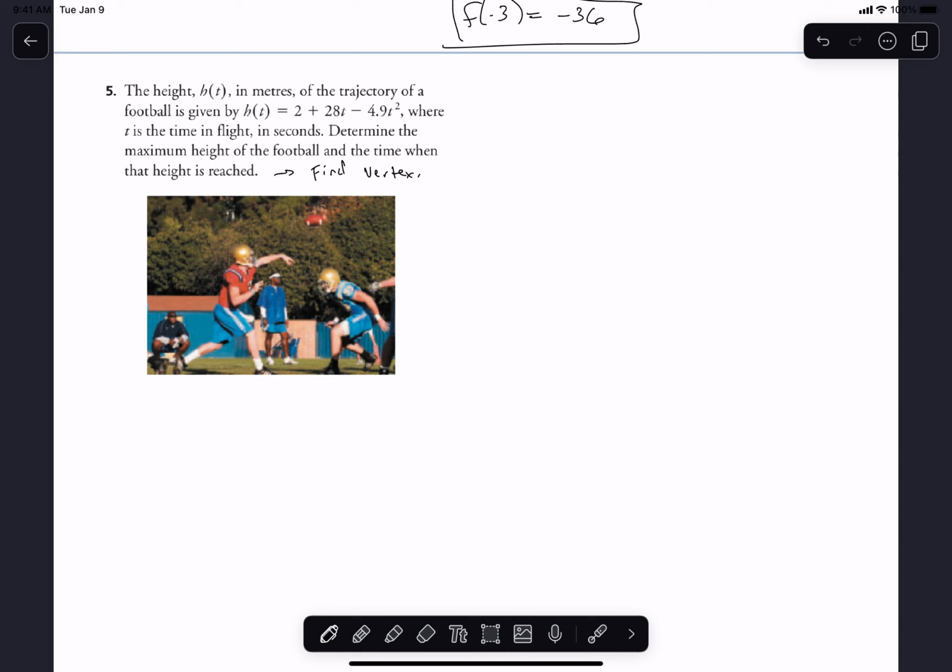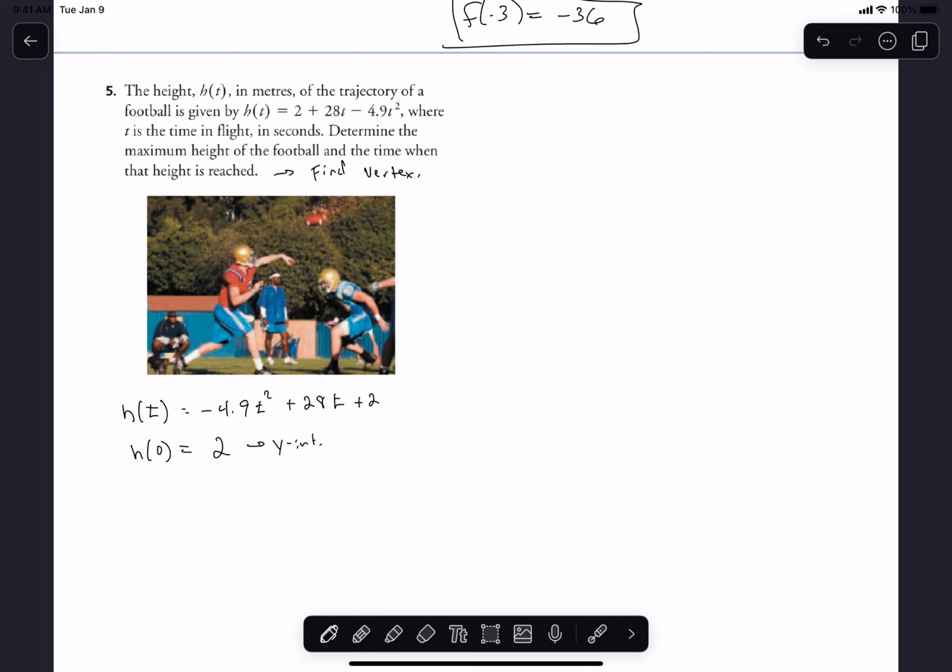What I'm going to do, just for the sake of simplicity, is rewrite the equation in descending order. I think they're maybe trying to trick you here. It's just a quadratic: negative 4.9 t squared plus 28t plus 2. I know the y-intercept. If I substitute a t value equals 0, so if I evaluate this function at 0, I know I'm going to get 2 out, right? That's the y-intercept.